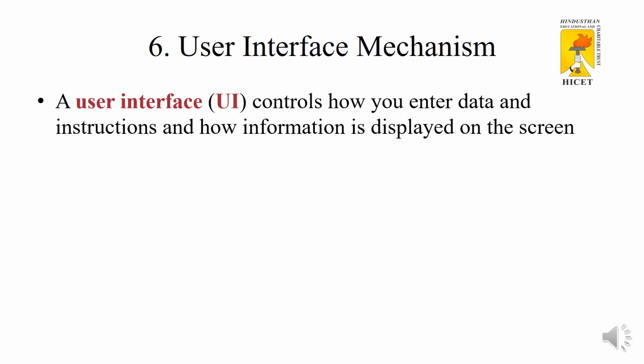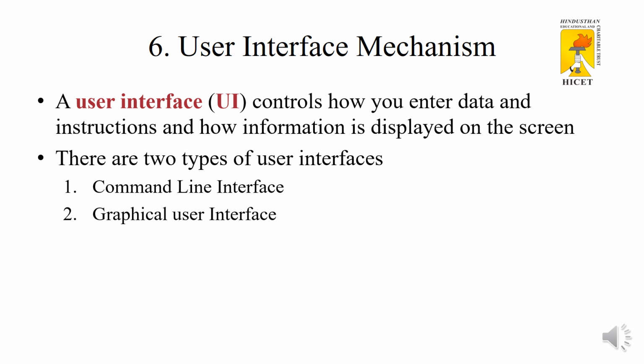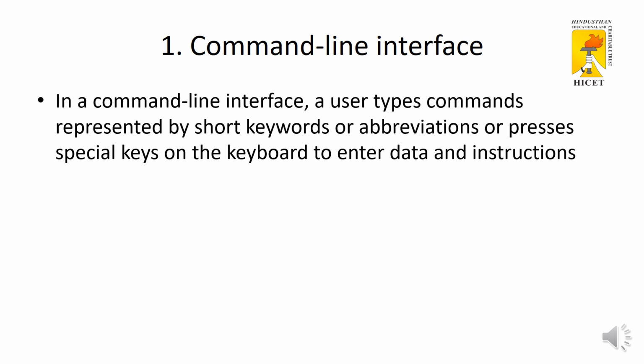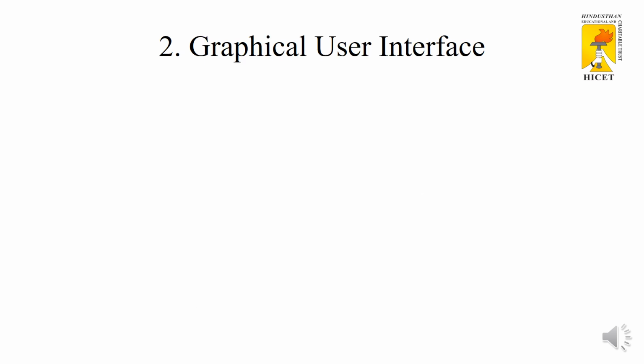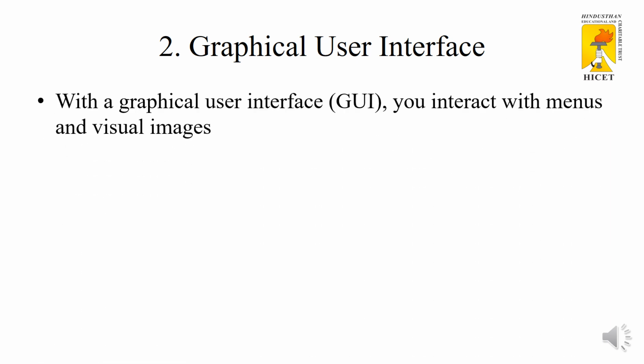User interface mechanism. The user interface controls how you enter data and instructions and how information is displayed on the screen. There are two types of interfaces: the command line interface and the graphical user interface. In a command line interface, the user types commands represented by short keywords or abbreviations, or presses special keys on the keyboard to enter data and instructions. The graphical user interface lets the user interact with menus and visual images.